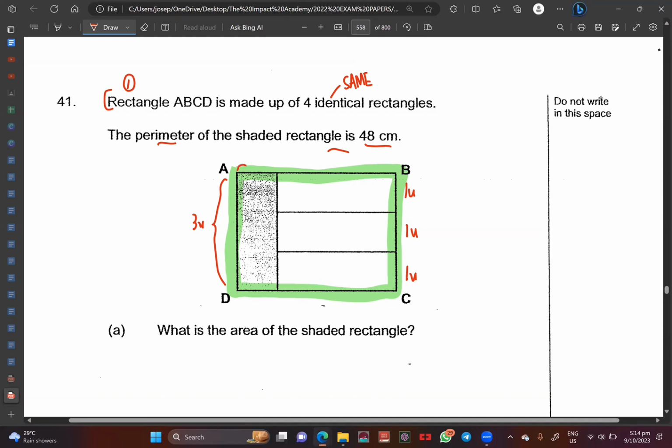Let's ask ourselves, what is this? So 1 unit. Why? Because all 4 rectangles are identical. Yeah, that's so good. Give me a 5. You're absolutely correct. You understand what I'm saying? Because they're all identical, right? So isn't this the breadth of the rectangle? When I don't know something, I put 1 unit. What is this?